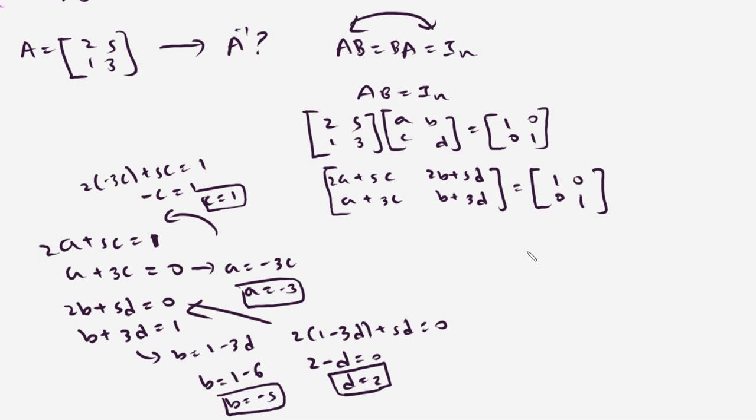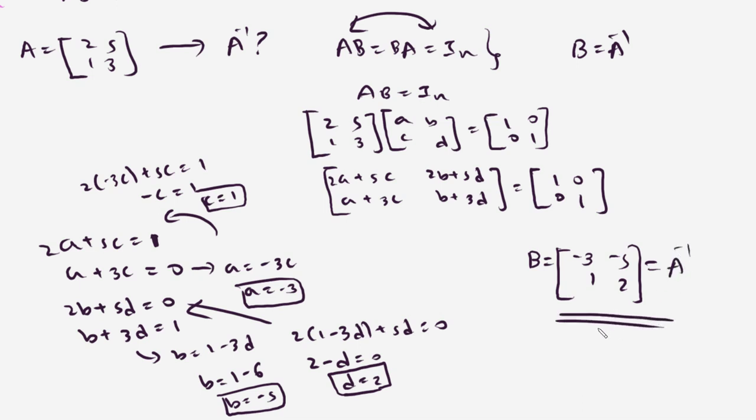So now we know A, B, C, D, which means the matrix is minus 3, minus 5, 1 and 2. So the rule is, if I write a matrix like this, then B will be the inversion of the corresponding matrix. That is the way to find the inversion. And again, this is not the efficient way to find the inversion of a matrix.